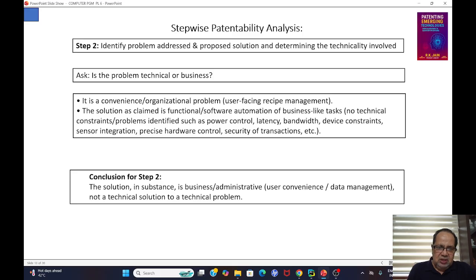The solution as claimed is a software automation of a business-like task. There aren't any technical constraints or problems identified. So the conclusion with respect to technicality is that this solution in substance is a business administrative problem, specifically user convenience or a data management problem. There isn't any technical solution to a technical problem, so there isn't much technicality involved except for the generic elements.